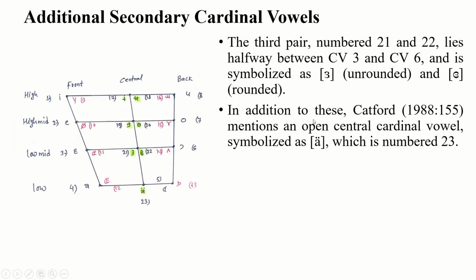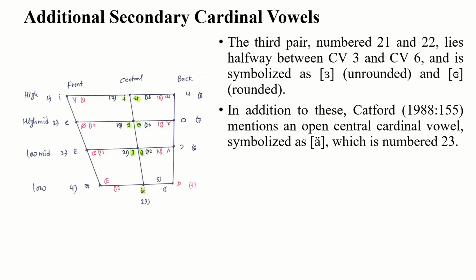So in addition to this, Catford 1988 mentions an open central cardinal vowel that is symbolized as this type of symbol, an A with two dots above it, and it is the 23 number cardinal vowel. Okay, these are the secondary cardinal vowels.